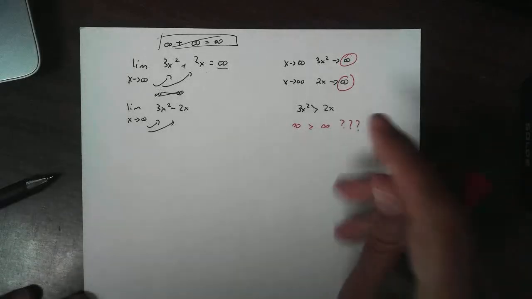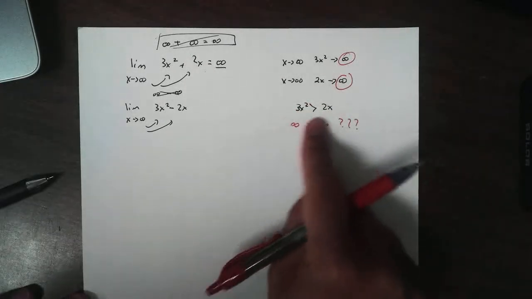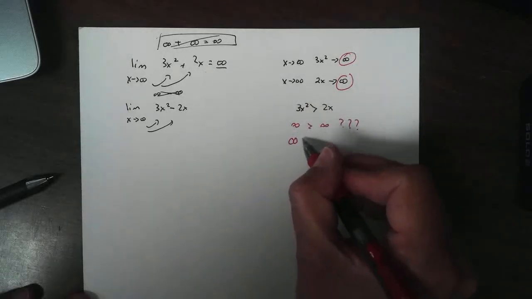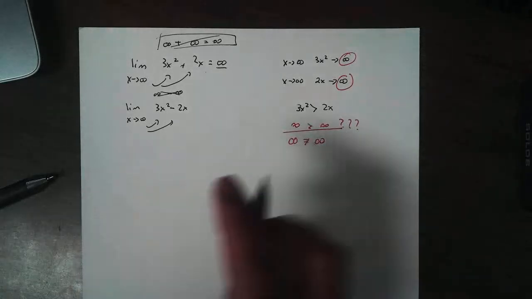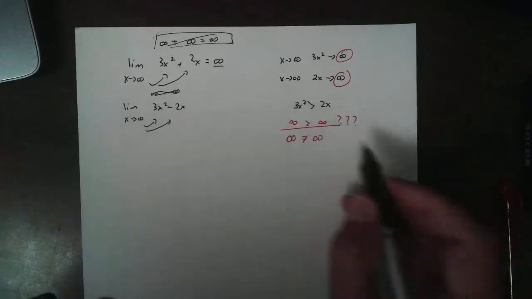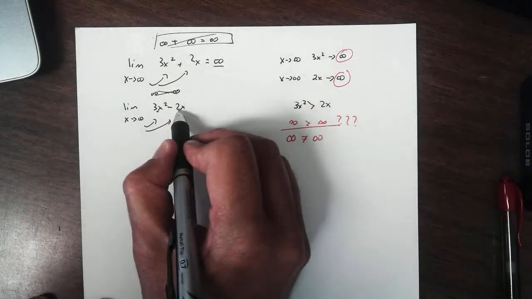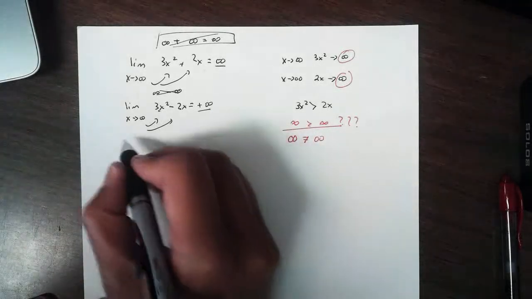Infinity is greater than infinity? Yeah, that can happen because we have two different infinities. They're growing at different rates. So we kind of say that infinity cannot equal infinity. So that comes back to our problem right here. Because I know that this infinity is greater than this infinity, this becomes positive infinity if I were to subtract them.